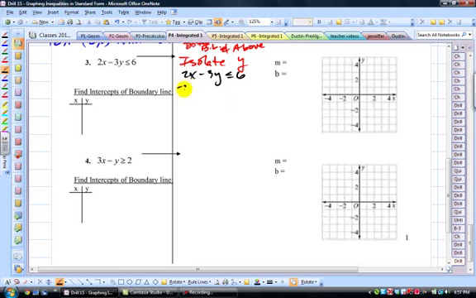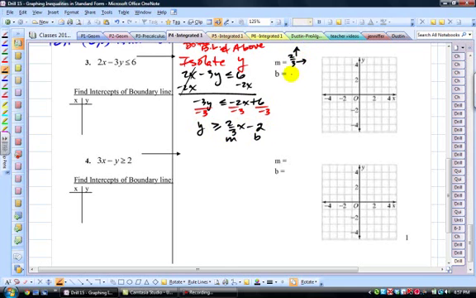All right, now 2x is positive, so I'm going to subtract 2x on both sides. I get negative 3y is less than or equal to negative 2x plus 6. I want to divide everything through by negative 3, and I got to be careful because I got to switch the inequality here. So I have y is greater than or equal to 2/3 x minus 2 now. There's your slope, there's your y-intercept. So 2/3 means up 2, right 3, and the y-intercept is negative 2 or 0, negative 2. Let's call the y-intercept here.